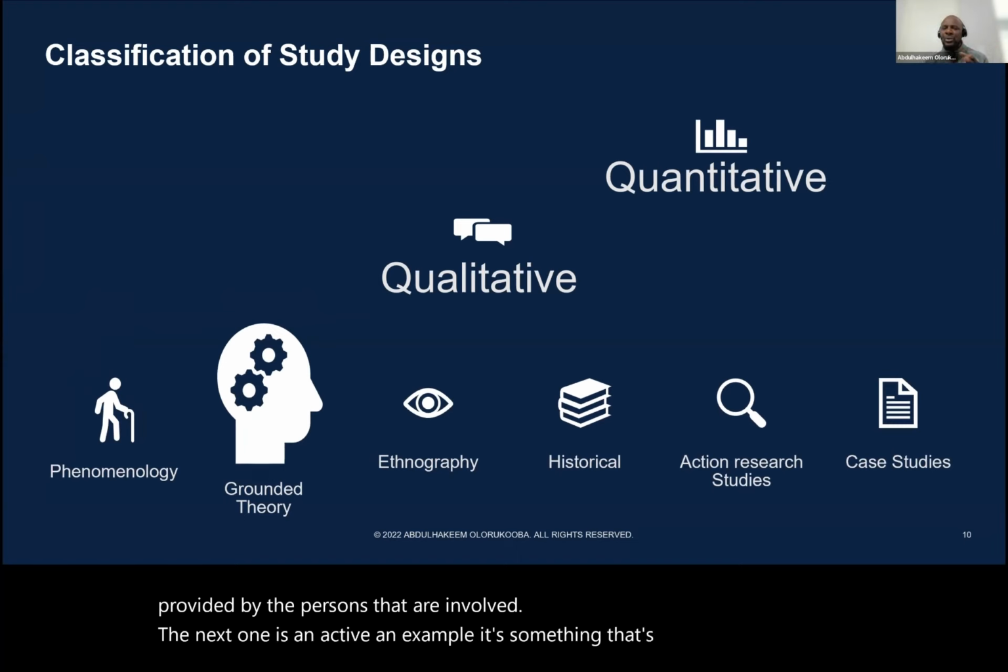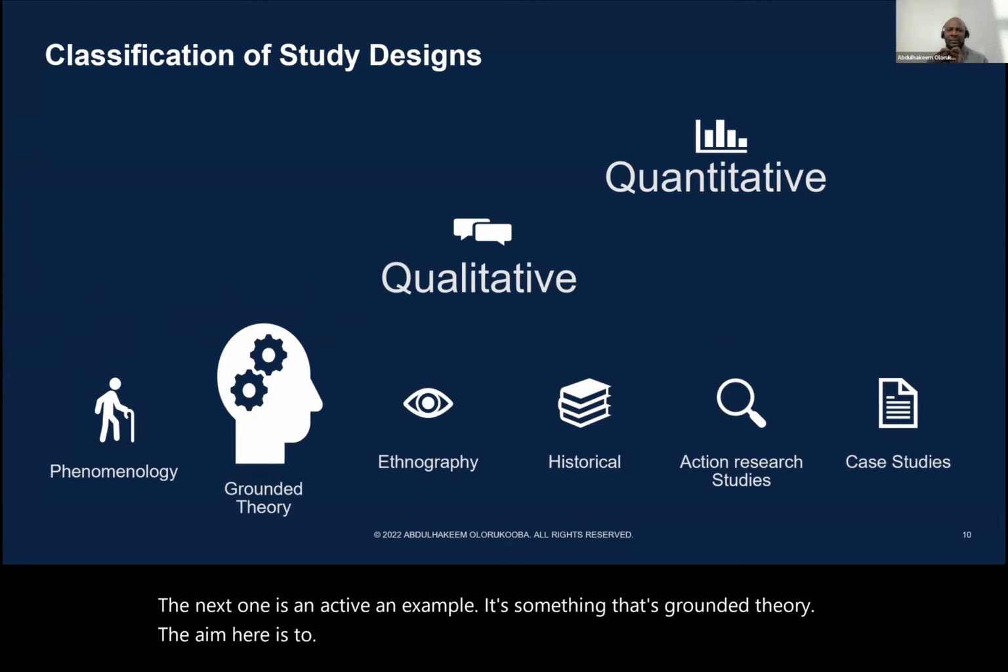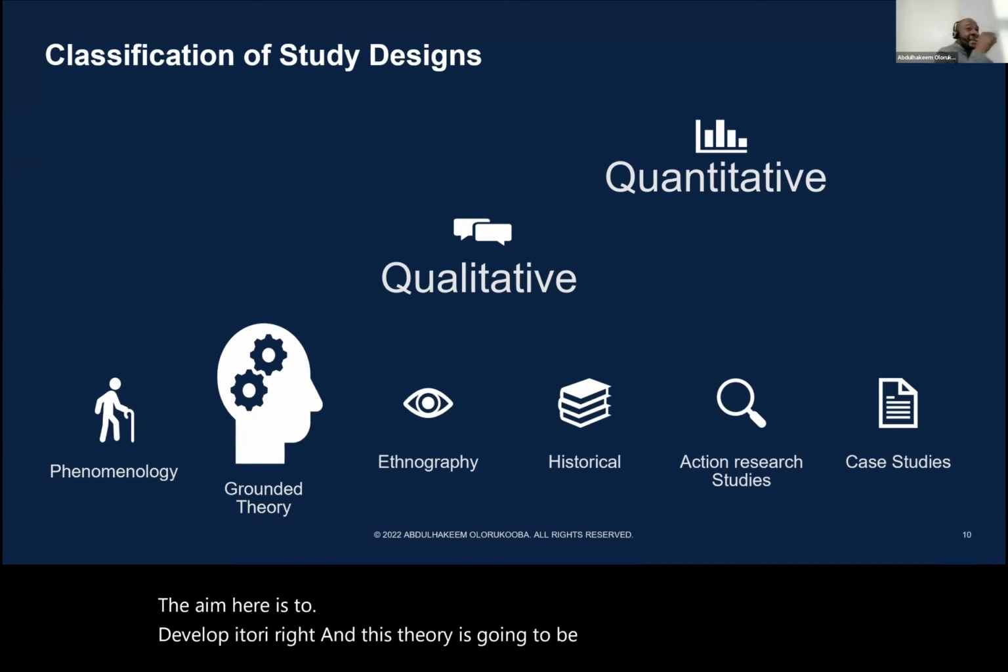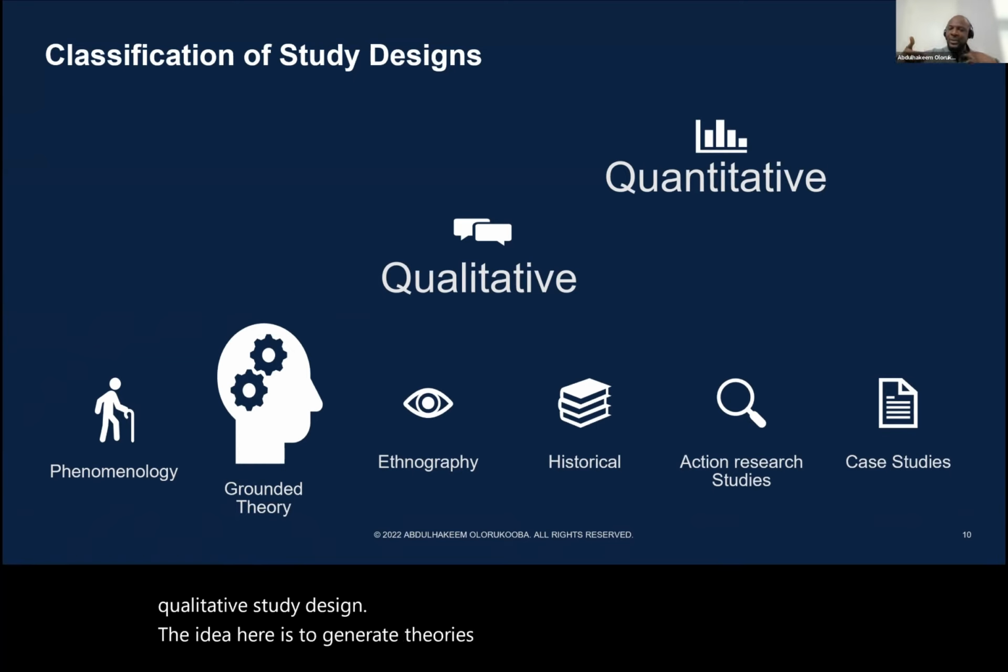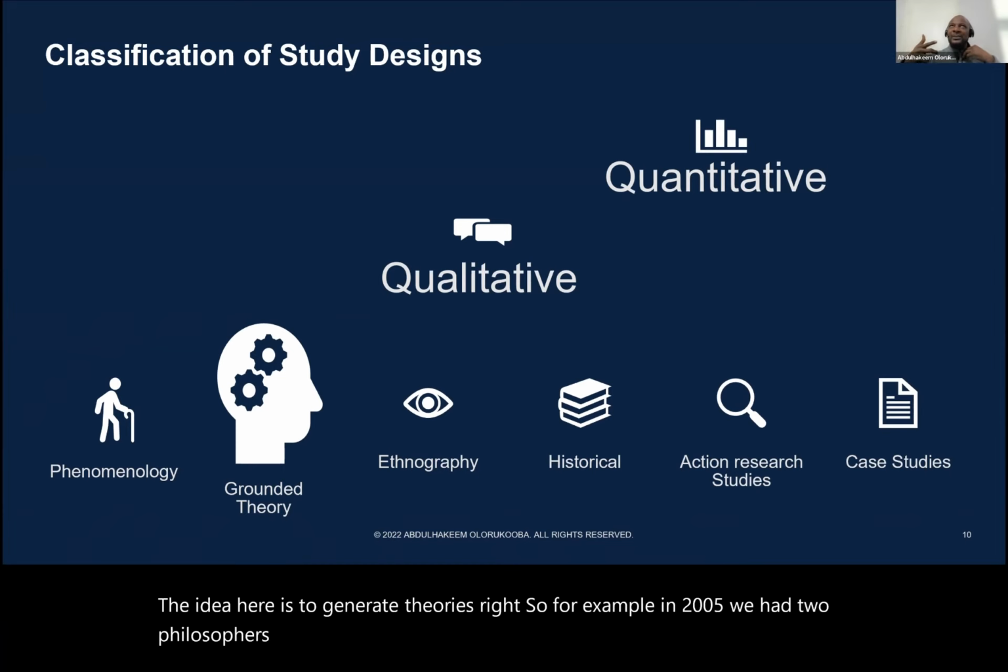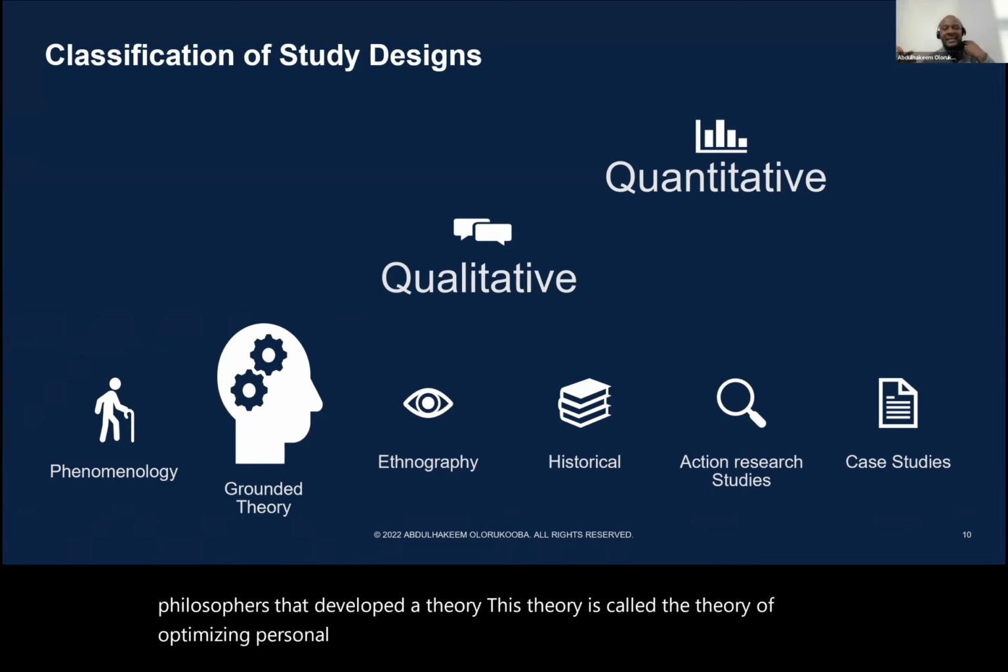The aim here is to develop a theory, right? And this theory is going to be grounded on the data that you collected. And this data is qualitative data. So it's a qualitative study design. The idea here is to generate theories, right? So for example, in 2005, we had 2 philosophers that developed a theory. This theory is called the theory of optimizing personal control to facilitate emotional comfort, right?